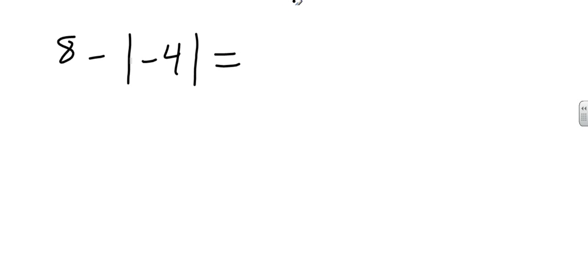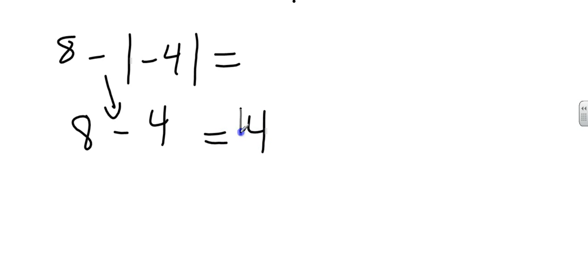The absolute value of -4, or the distance of -4 from 0, is 4 spaces. Have to bring down my negative sign and bring down my 8. So I have 8 minus 4. That's going to give me an answer of 4. 8 minus 4 equals 4.